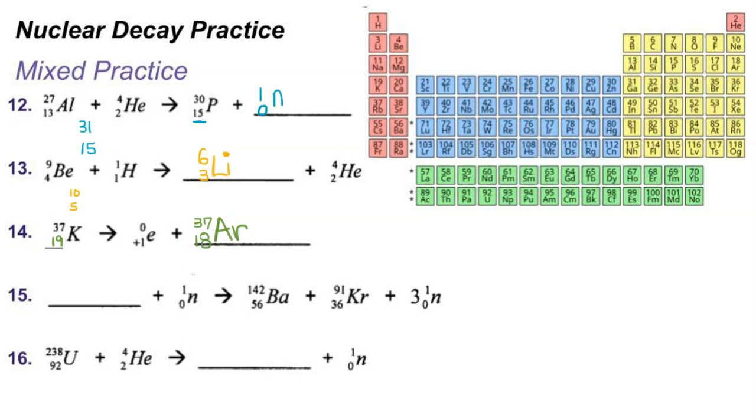So 142 plus 91. And I actually am going to use a calculator to make sure I get my math right here. So let's do 142 plus 91 plus 3. Whoops, 142 plus 91 plus 3. And that gets us our total mass of 236. That's 3 times 1 gave me a mass of 3 here. And then we need to get our total number of protons, which is 56 plus 36 plus 0. So 92 as our total atomic number.